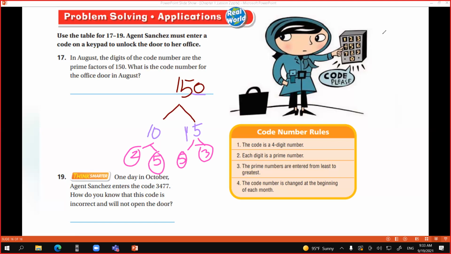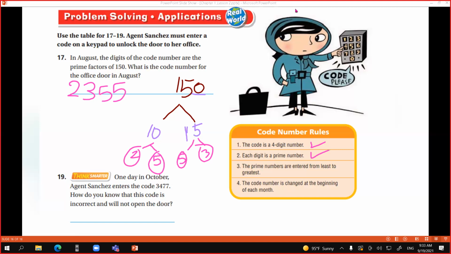So they are 4 digits? Yes. Are they prime numbers? Yes. Now I just want to rewrite them from least to greatest. I mean 2, 3, 5, 5. If I enter this number now, the door will open in August. Now how can I check?